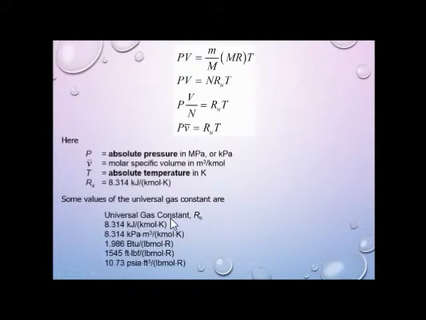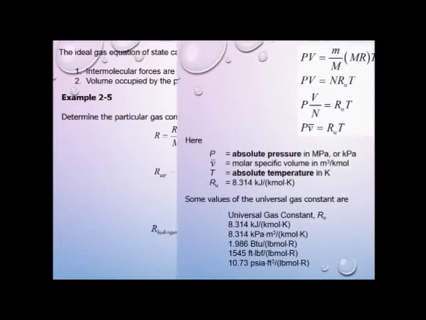Now some values of the universal gas constant are given over here. These are just conversions, but the most important ones are the first two, that is 8.314 kilojoule per kilomole per Kelvin, and the second one is 8.314 kilopascal meter cube per kilomole per Kelvin.